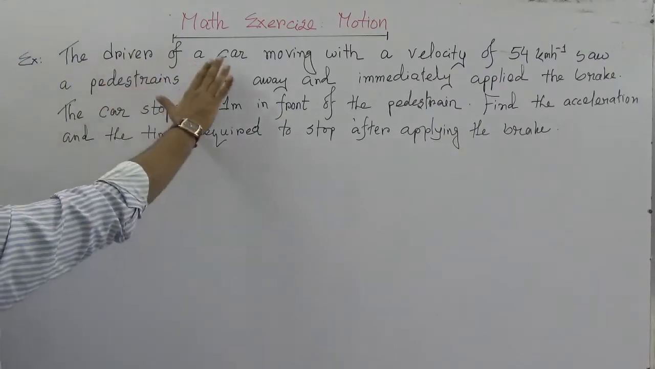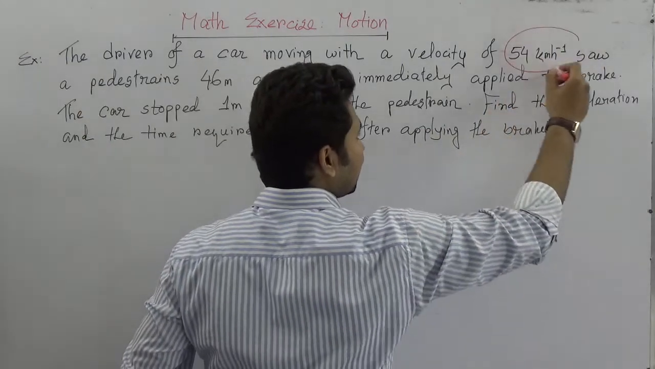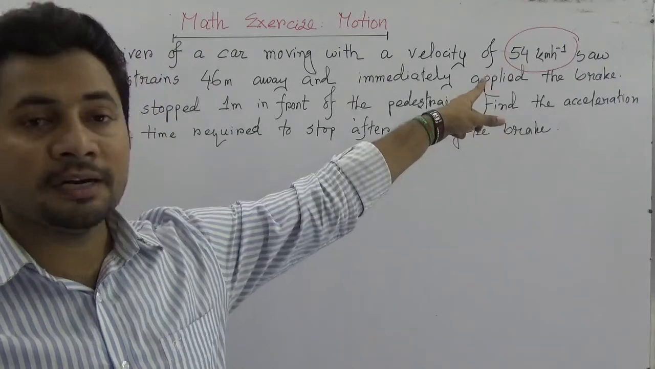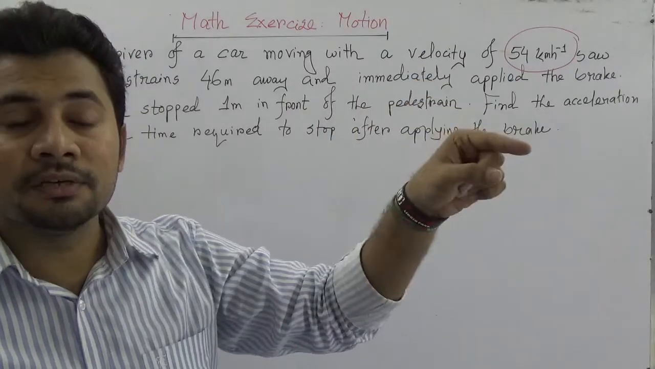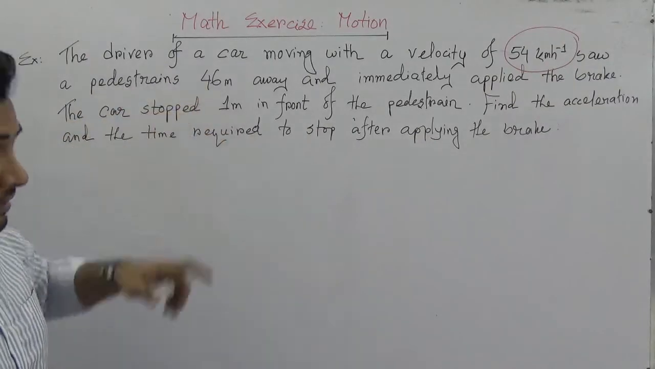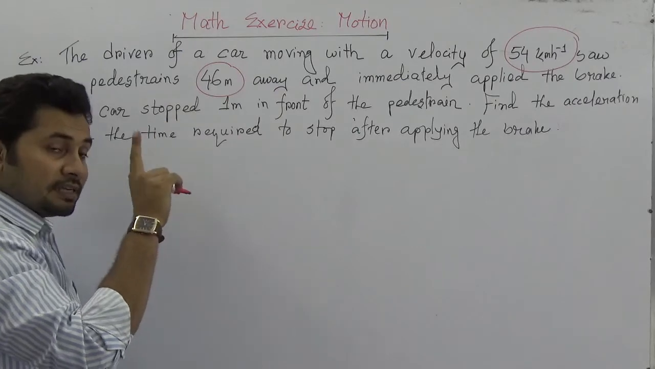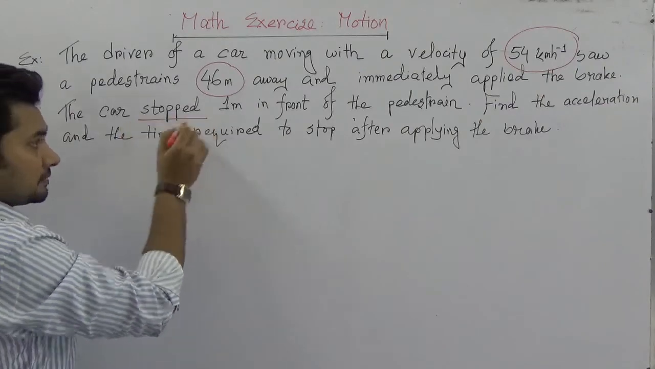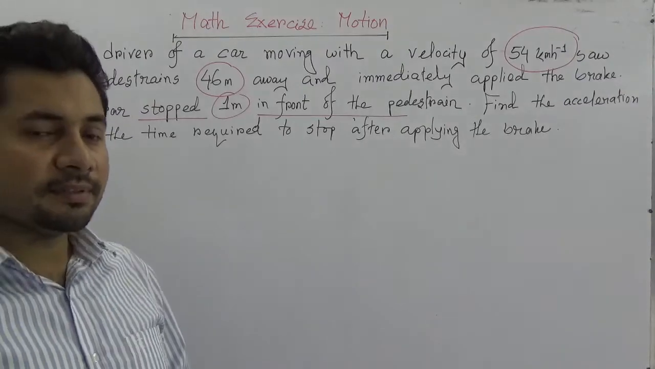A driver of a car is moving with a velocity of 54 km/h. And we know that when the unit of velocity is given like km/h, we need to convert this km/h into meter/second. He saw a pedestrian 46 meters away, and immediately he applies the brake, and then the car stopped 1 meter in front of the pedestrian.